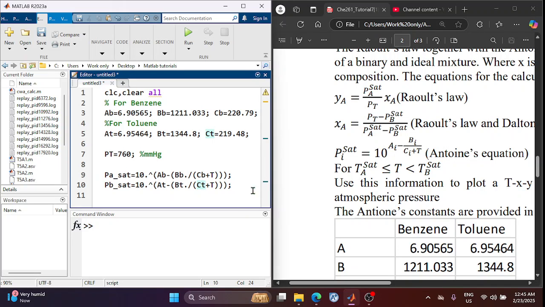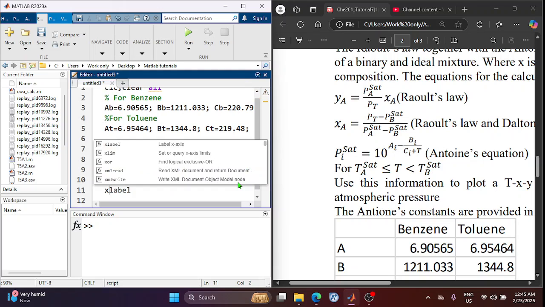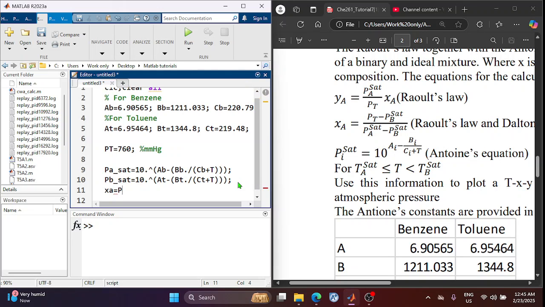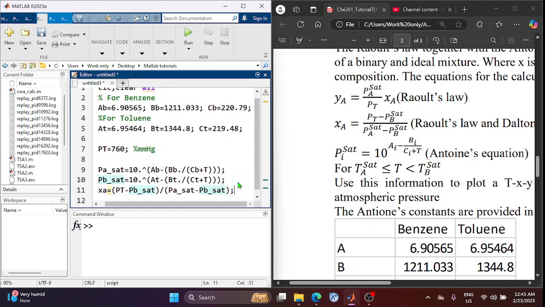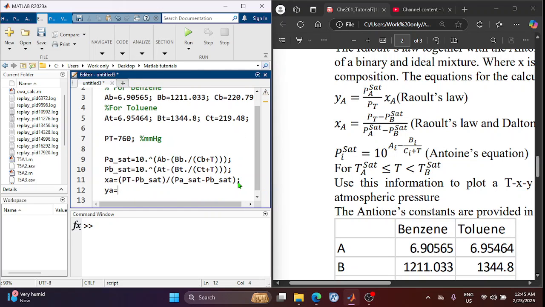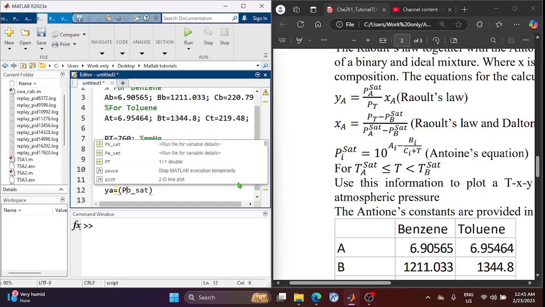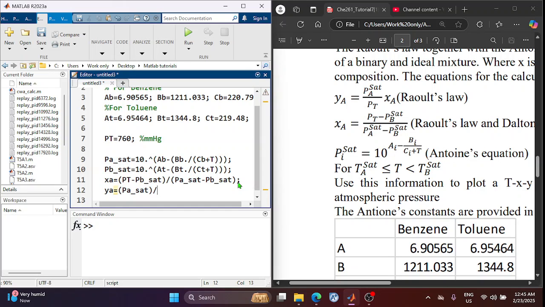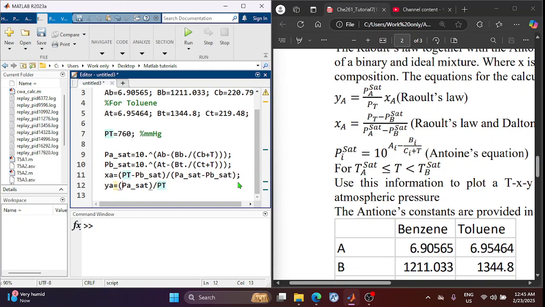Now I have the PA sat and PB sat. I can write the X expression. So I can say XA is equal to, let me put it in a bracket, PT minus PB sat, sorry, PB sat over PA sat minus PB sat. So I have that down. And I also have YA is equal to PA sat over PT, all of this times XA.